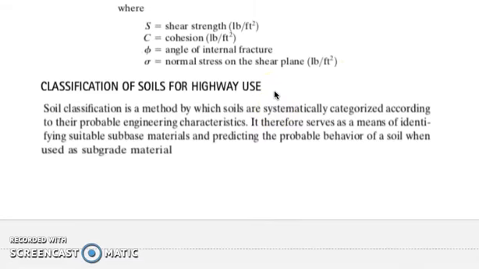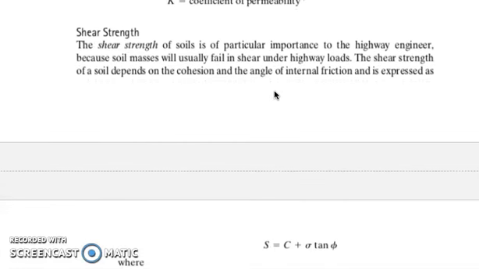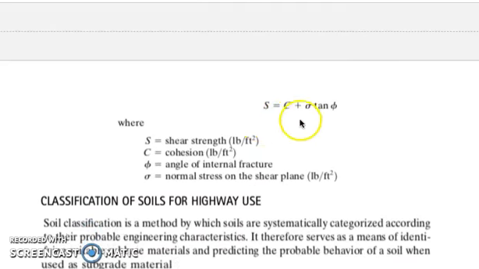And of course, we have what we call shear strength. This is very important. It is one of the basic engineering properties of the soil, which is also important to the highway engineer, because the soil mass of our highways is prone to failure in shear. The shear strength of soil depends on the cohesion and the angle of internal friction, expressed in this form: shear strength is equal to cohesion plus the normal stress on the shear plane multiplied by tangent phi.